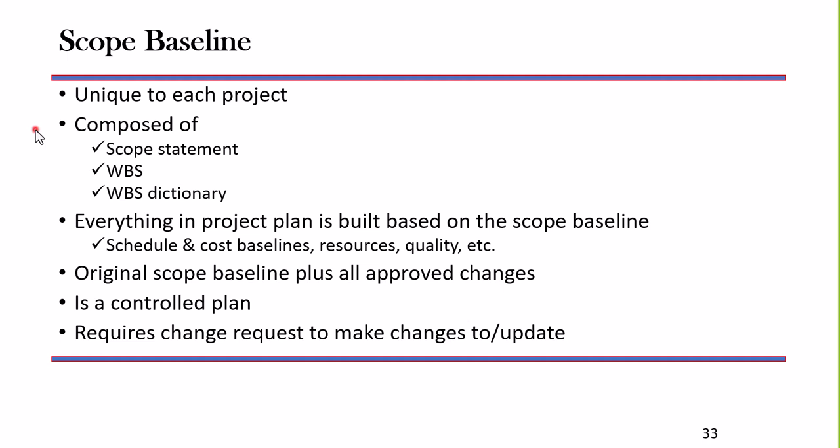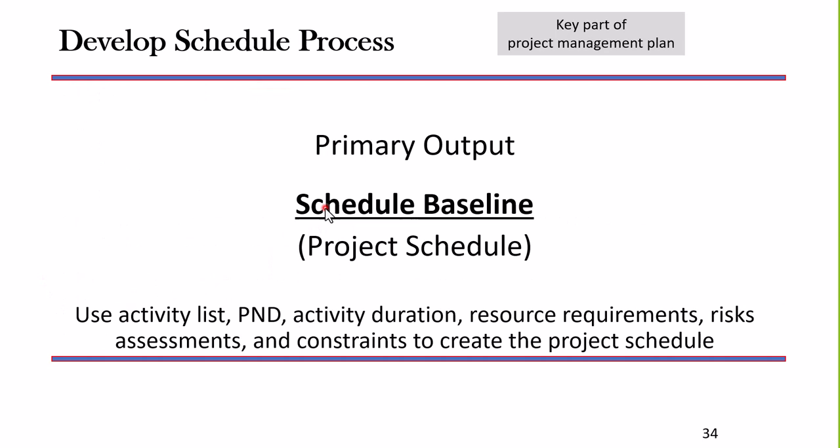Now, the baselines, all 3 of them, scope, schedule, and cost, are the original plus all approved change requests. So if I have a change to the scope and I issue a change request and it's approved, then I can change that scope baseline. If it's not approved or if there's no change request, then it's not approved, it's gold plating. It's providing more or different than what the customer required. We have our scope baseline.